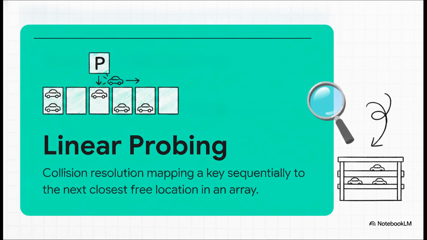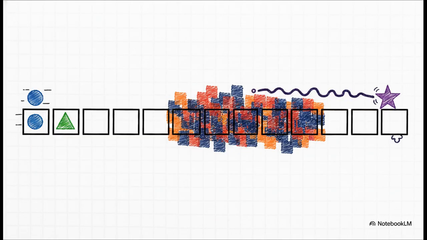If your designated parking spot is taken up by a collision, what do you do? You don't perform some complex mathematical operation to teleport to a different floor of the garage, right? No, you just drive forward to the very next available open spot. That simple concept is what we call open addressing. And because it scans memory sequentially, it is incredibly cache-friendly.